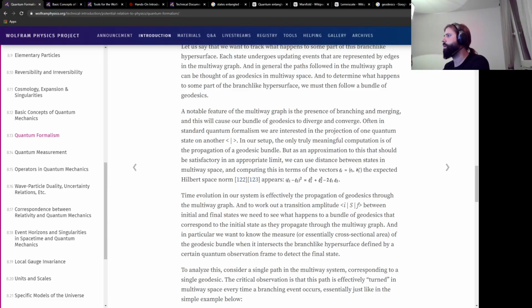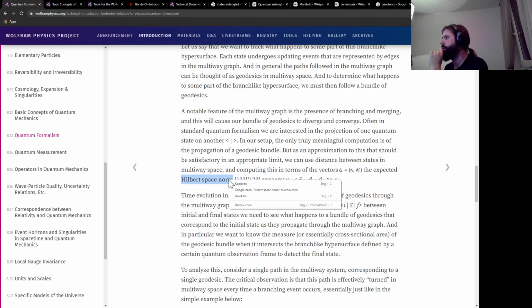But as an approximation to these that should be satisfactory in the appropriate limit, we can use distance between states in multi-way space, and computing these in terms of the vectors, the expected Hilbert space norm. What is the Hilbert space norm?